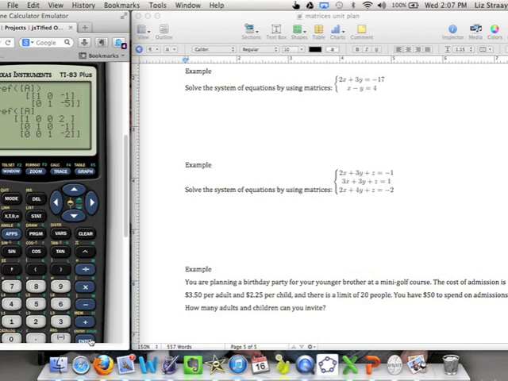Not all of your solutions will be whole numbers. If you get decimal answers and they're nice decimals, you can just keep that. If they're really messy, you can make the calculator turn them into fractions again, like we learned yesterday.